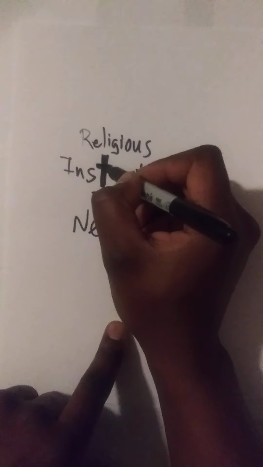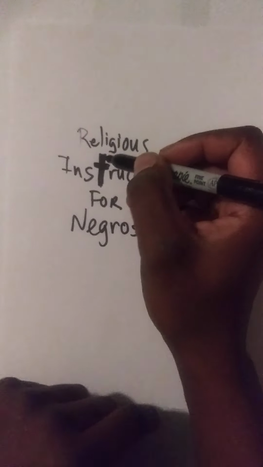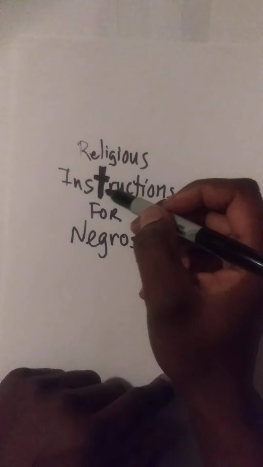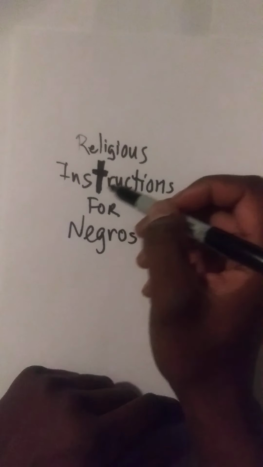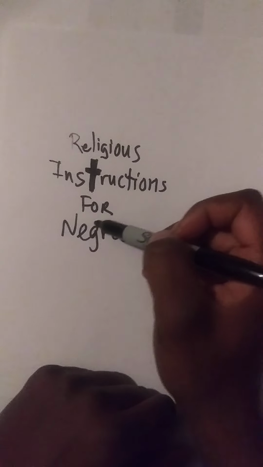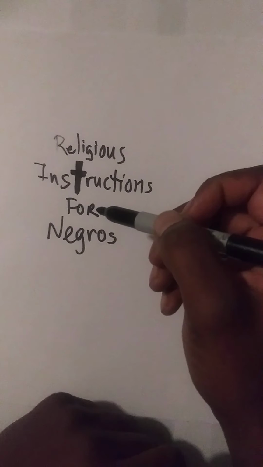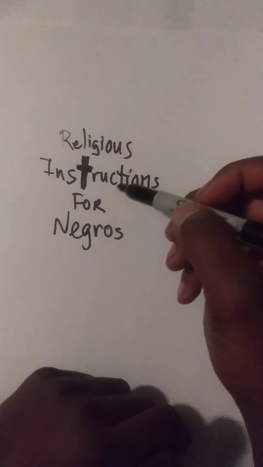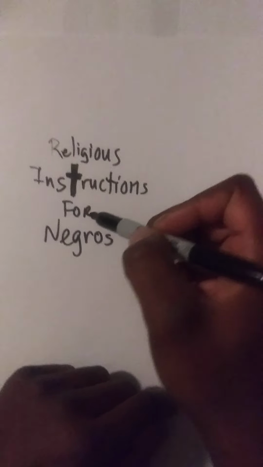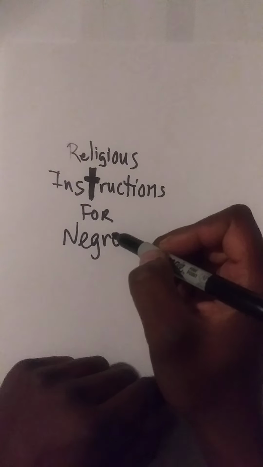Signs and symbols rule the world, similar to phases and laws. What you're seeing right there is the cross. So religious instructions for Negroes is some literature and it relates to law, government, order, the emblems of authority, instruments of punishment, so on and so forth.